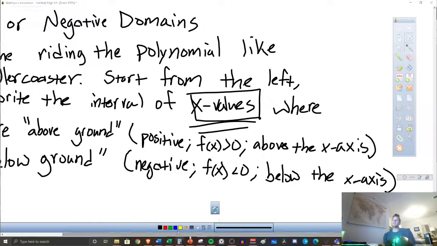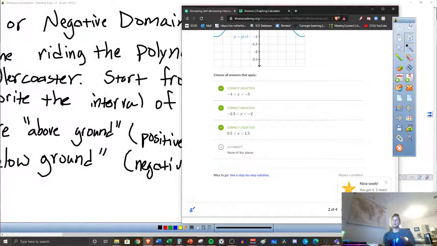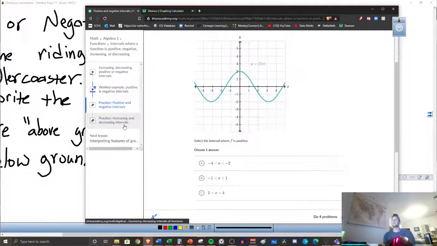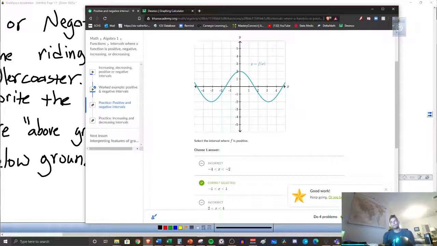So there's practice for you in Delta Math. We're going to look again at this Khan Academy practice site here. Let me scroll up. Look at some of the other topics. So we want positive intervals, negative intervals. So looking at this, select the interval where f is positive. So imagine it's a roller coaster. Whoosh, whoosh, whoosh, whoosh. When are you above ground? Because that's what we want. We want positive. So when are you above ground? Well, -4 to -2. You're below ground, so that's not it. -1 to 1, above ground. That works. There's just one answer apparently. 2 to 4, you're below ground. So let's check that. Piece of cake.